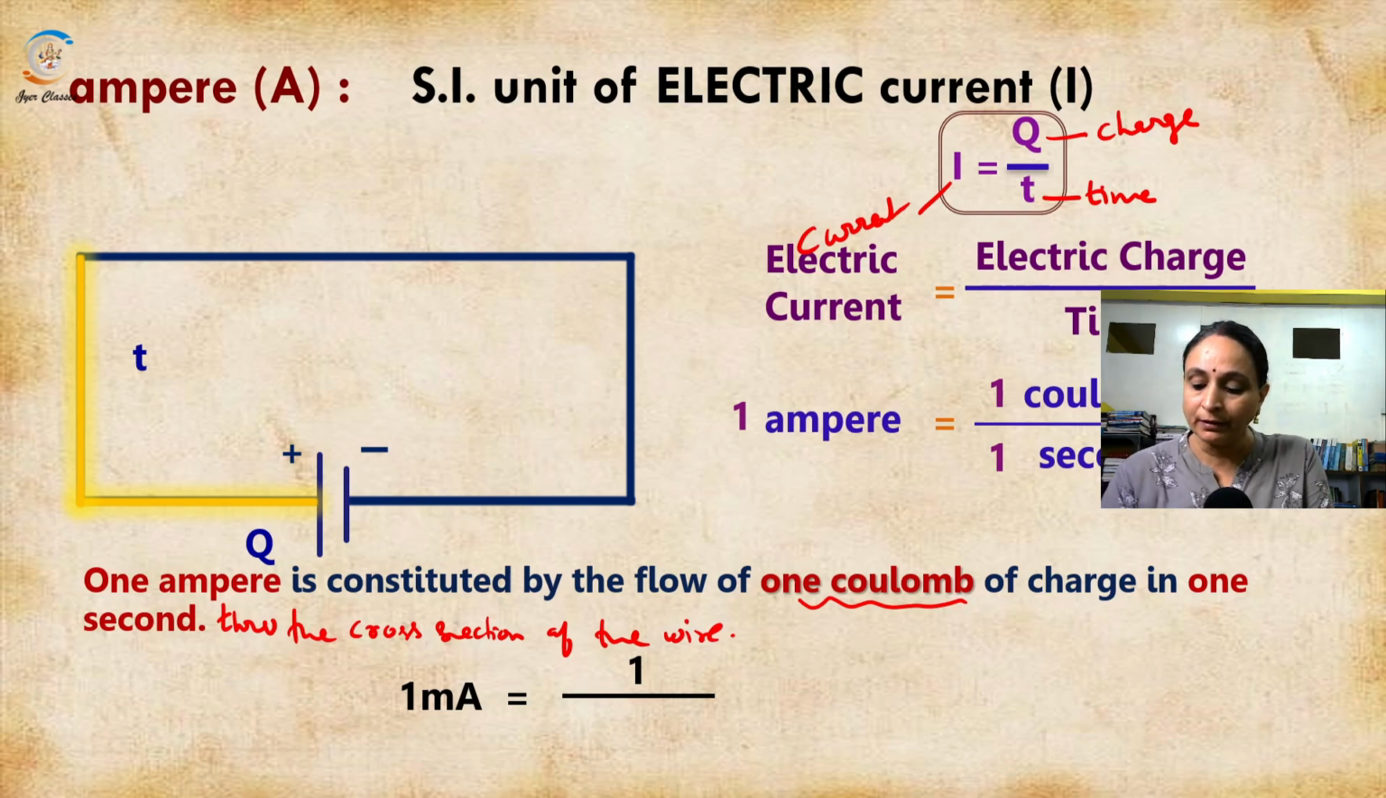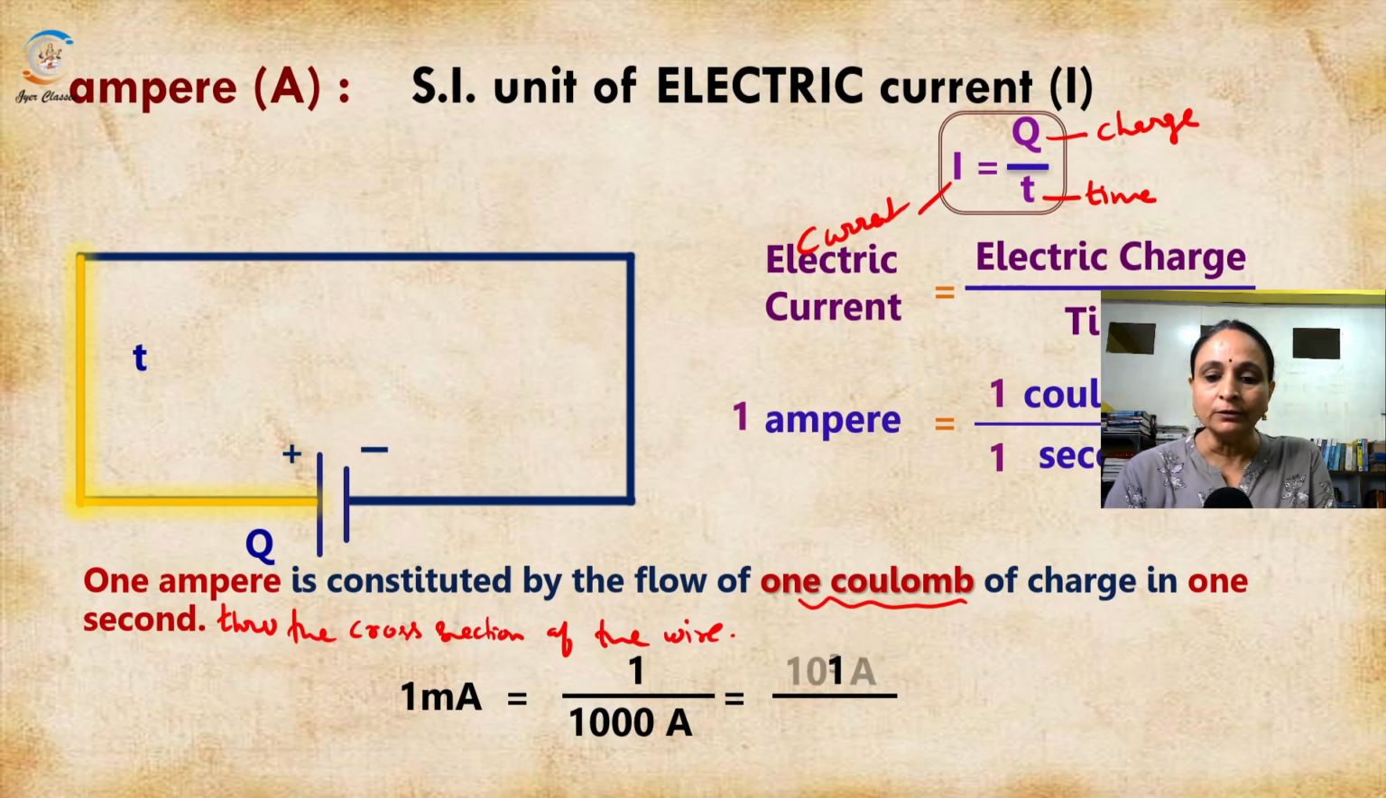Okay, there are smaller units again in this case also. 1 milliampere is 1 by thousands of an ampere. So that is equal to 1 divided by 10 to the power of 3. So it is 10 to the power of minus 3 amperes, right? Okay, so let's match the following.